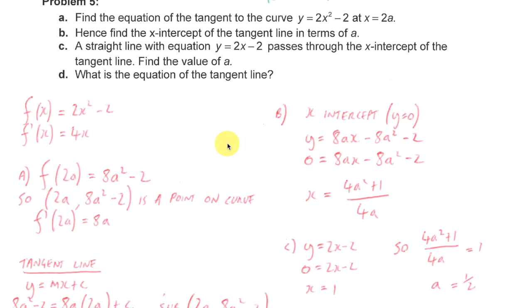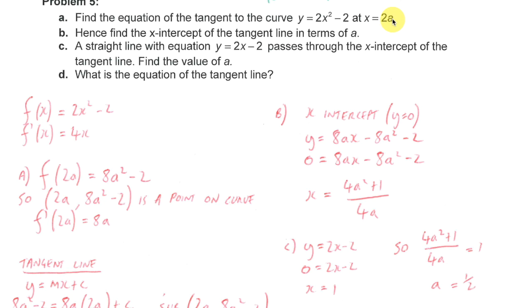In problem 5, we're going to be involving a lot of algebra. Let's look at the first part. A. Find the equation of the tangent to the curve y equaling 2x squared take away 2 at x equaling 2a. Now if we just had x equaling 3, this would be a very routine type of question, but it's not. We have an unknown constant a, and we're interested in the tangent line for where x equals 2 lots of that unknown constant.